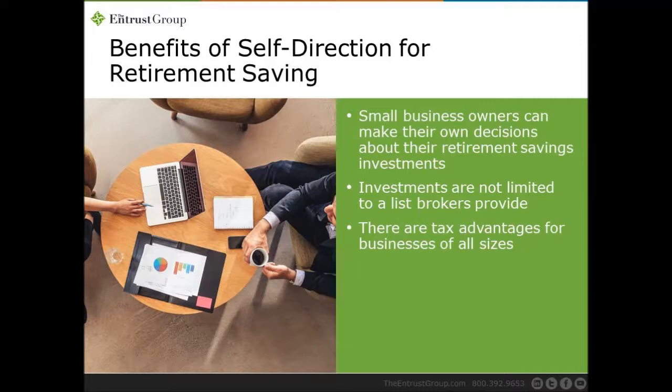There are only 3 different types of investments that are prohibited by the code, and one of them is under a revenue ruling. The first 2 are collectibles and life insurance contracts.